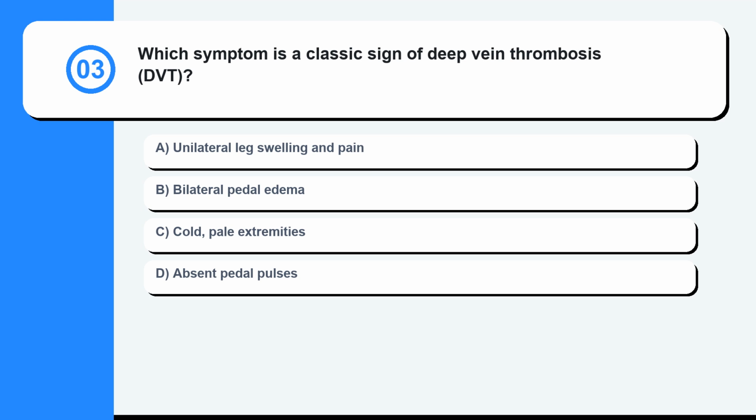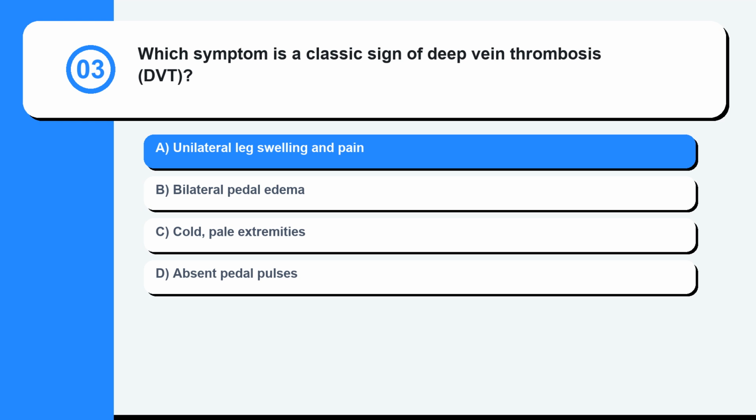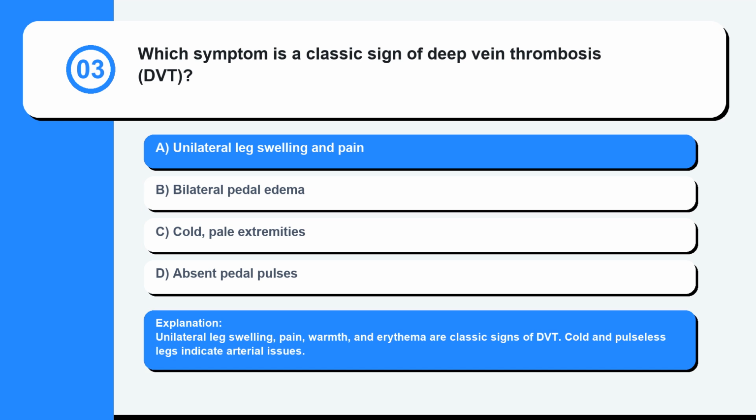Question 3. Which symptom is a classic sign of deep vein thrombosis, DVT? A. Unilateral leg swelling and pain. B. Bilateral pedal edema. C. Cold, pale extremities. Or D. Absent pedal pulses. The correct answer is A. Unilateral leg swelling and pain. Unilateral leg swelling, pain, warmth, and erythema are classic signs of DVT. Cold and pulseless legs indicate arterial issues.